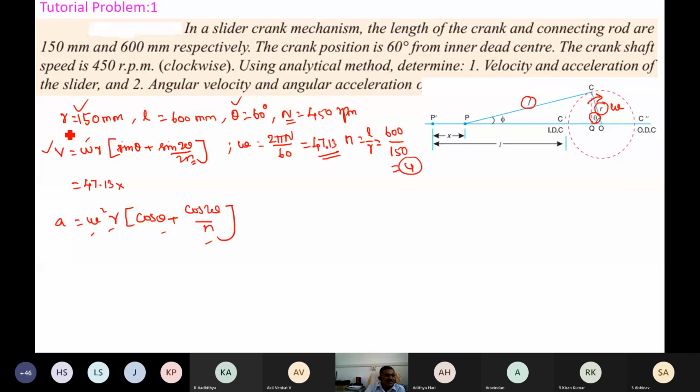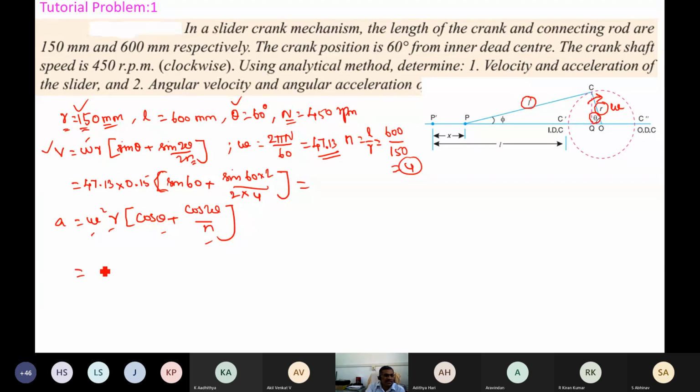The distance is given in millimeter. If you substitute in millimeter, what will you get? Millimeter per second. If you want meter per second, you have to substitute r in meter. So if you convert 150 into meter, what will be the value? 0.15. Then sine, how much is the angle? 60 degrees. Sine 60 plus sine 60 into 2 divided by 2 into n. n is equal to 4. You will get the value of velocity of the piston.